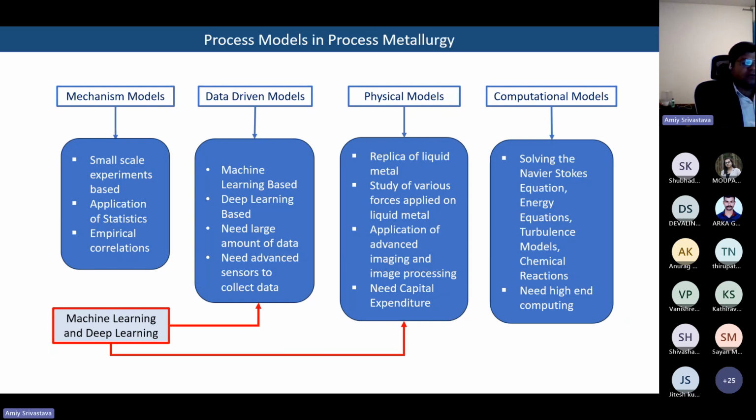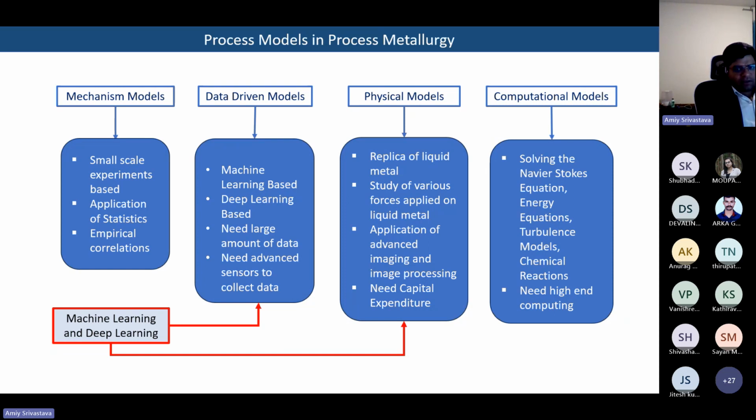Now, the third thing is the physical model. What is a physical model? This is pretty interesting. Suppose we have a continuous caster in our plant, and we want to understand how fluid dynamics takes place in a tundish. As I showed you in the previous image, liquid steel is transferred from the ladle to the tundish. The kinematic viscosity of liquid steel at around 1600 degrees Celsius is equal to the kinematic viscosity of water, right?